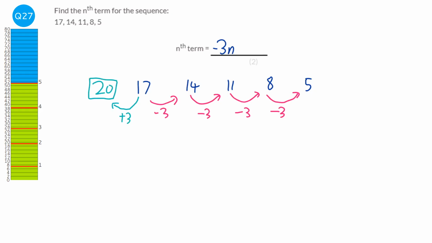So whatever number our 0th term is, because 17 is our first term, is what we add to the -3n. So it's going to be add 20. So our answer is -3n plus 20.